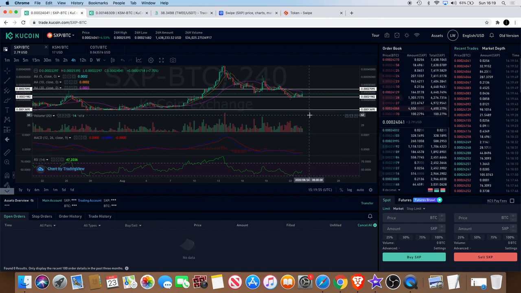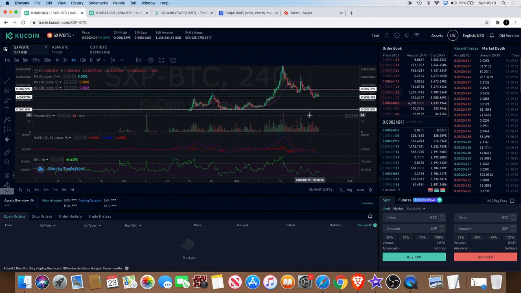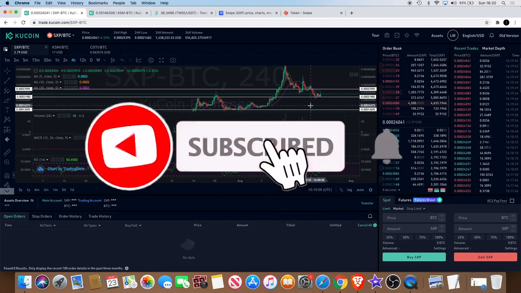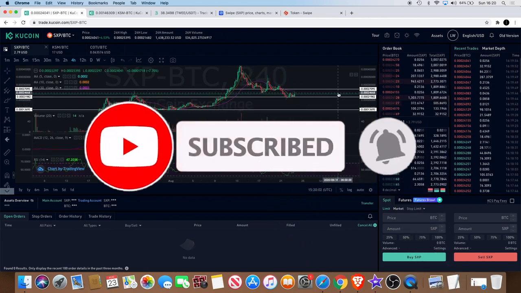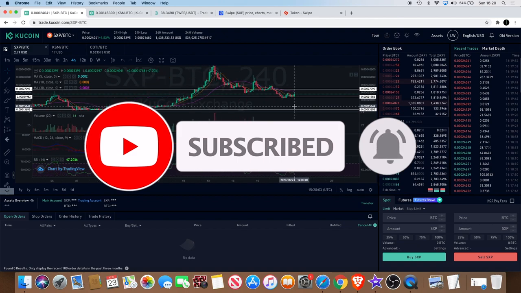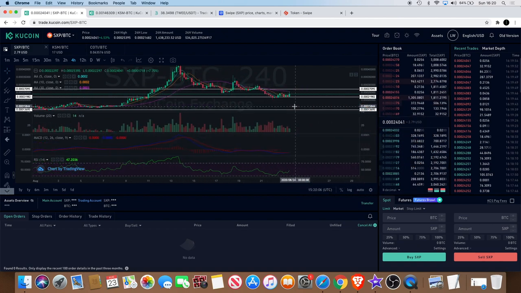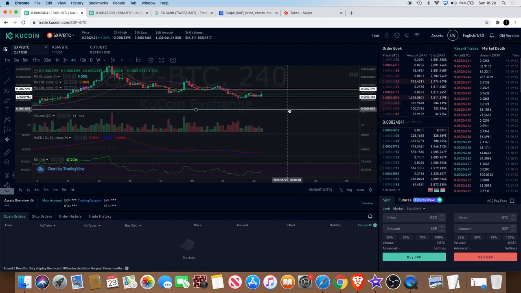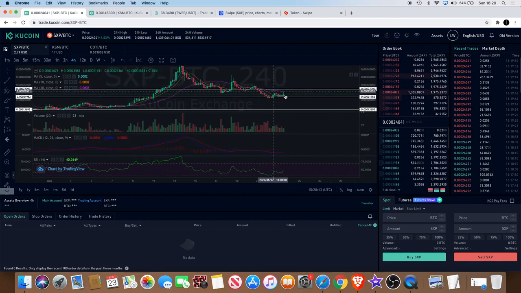Today we're going to talk about Swipe SXP. We have covered that over a few videos last week, but I want to talk to you about it today for some significant reasons. Looking at the chart at first glance at the moment, we can see that we are resting on this support line and it's actually trying to get a bit of a bounce.